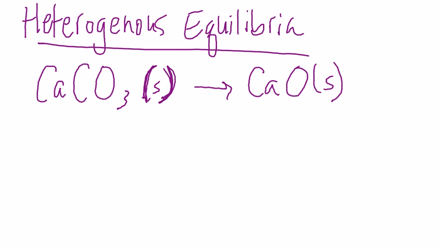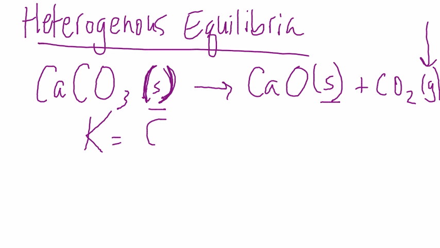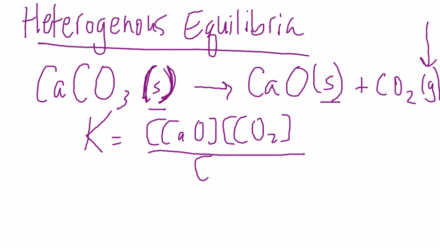example, calcium carbonate can decompose and give you calcium oxide and carbon dioxide gas. This is considered a heterogeneous equilibria because while these two guys are solid, the carbon dioxide is a gas, so they're in different states. One would think that you would write the equilibrium expression like this, where you take the products divided by the reactant, calcium carbonate in this instance, but that is incorrect. In fact, we don't include the calcium oxide or the calcium carbonate, and that's because it's in the solid state.